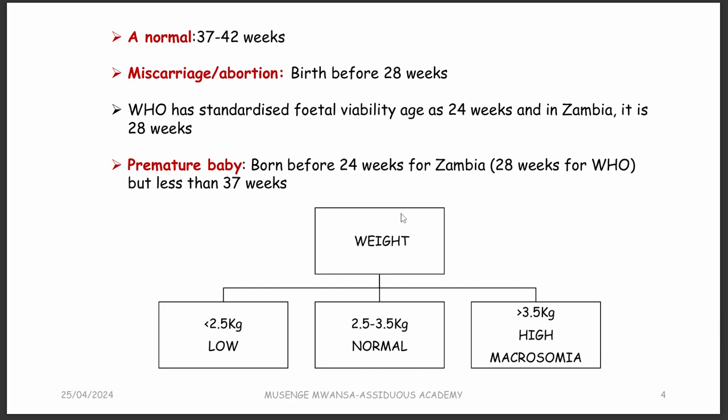So if a child is born with a weight below 2.5 kg, the normal weight a child should be born with is between 2.5 and 3.5 kg. A child born with a weight below 2.5 kg has low birth weight. A child born with a weight greater than 3.5 kg has high birth weight, so the child is macrosomic. Say macrosomia. The child is too fat.